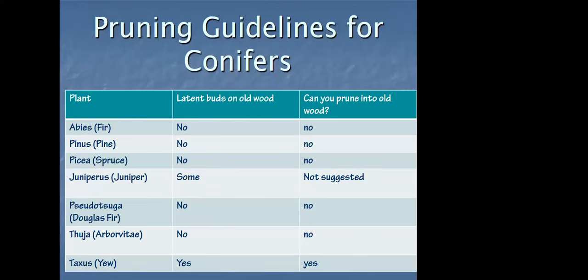So here's a chart to show you some of the more common types of conifers that grow in Central Oregon, and a couple that actually aren't very popular here. The most common ones from this list would be the pine, the spruce, the juniper, fir, Doug fir. Yews are not very common here, arborvitae a little bit in between. But you can see whether or not they have latent buds on the old wood and whether or not you should prune them. You can see the list is pretty much a solid no, with the exception of yews. And again, yews just aren't that popular here. They don't perform as well as they do in other places.